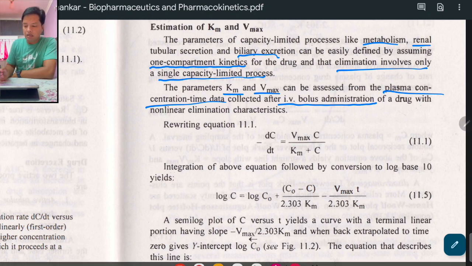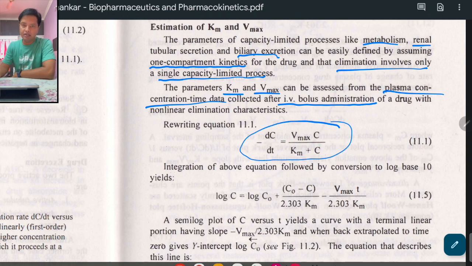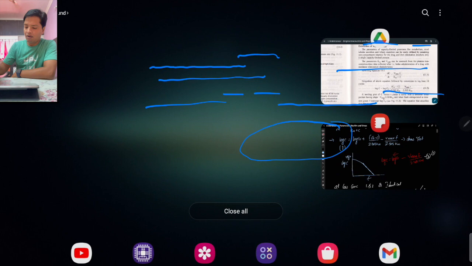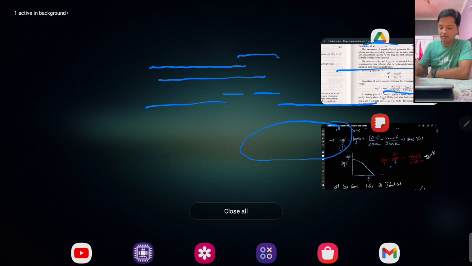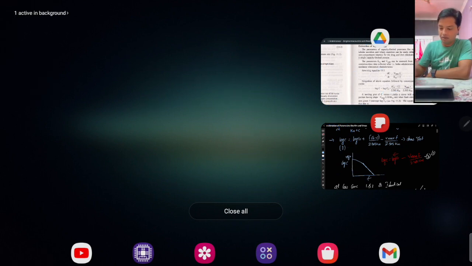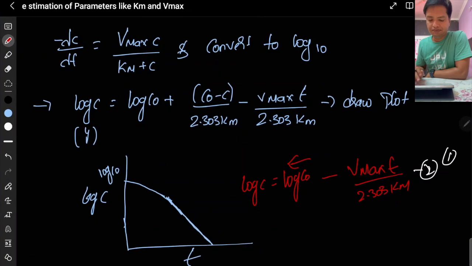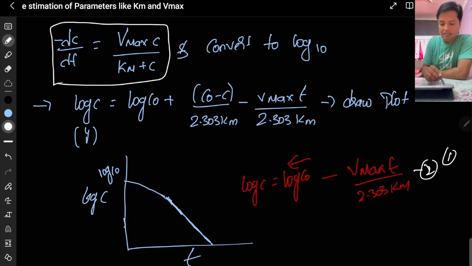If we see the Michaelis-Menten equation, this is what it is: minus dC by dt is equal to Vmax C by Km plus C. From here we'll try to see how to measure the Km and Vmax value. I have already written this here. So this is our equation, the Michaelis-Menten equation.